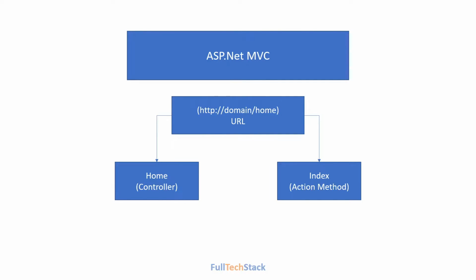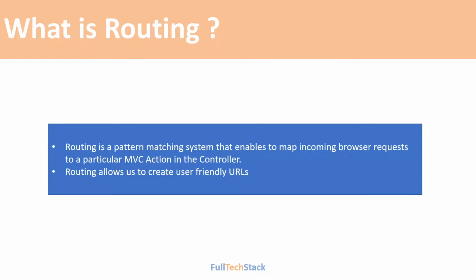Now let us have a closer look at it. What is routing? In very simple words, routing is just a way to call the controllers and their action methods. With routing, we can create user-friendly URLs by configuring them according to our convenience. We can configure these routes in the route.config file, and this file is present under the App_Start folder that we have already discussed in part 5 of this series. Also remember that these configured routes are stored in a virtual table. This virtual table is called the route table. So we can conclude that routing is a pattern matching system that enables mapping the incoming browser request made by the end user to a particular action that is written inside the controller.